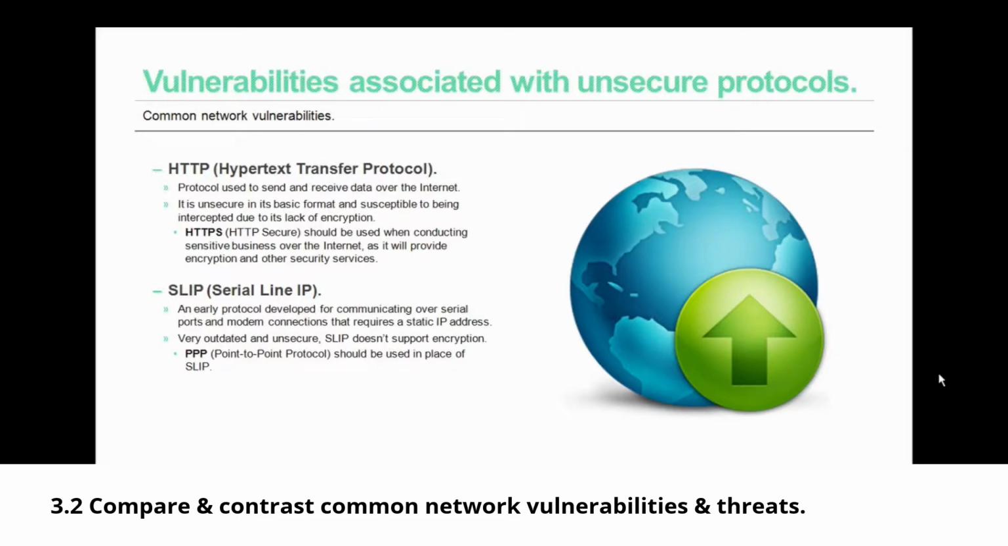Hopefully your network still doesn't use Serial Line IP, or SLIP. It is an early protocol that was developed for communicating over serial ports and modem connections that required a static IP address. It is very outdated and very unsecure. SLIP does not support encryption. Hopefully you will be using point-to-point protocol in its place. PPP does support encryption and is much more secure.